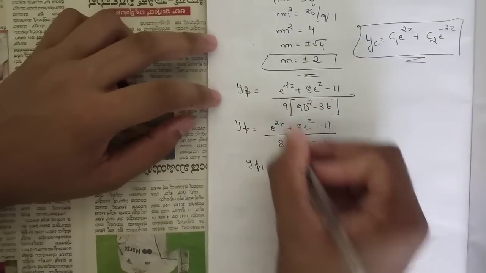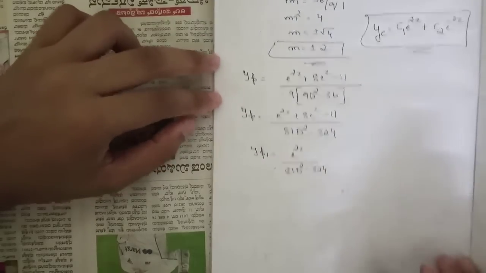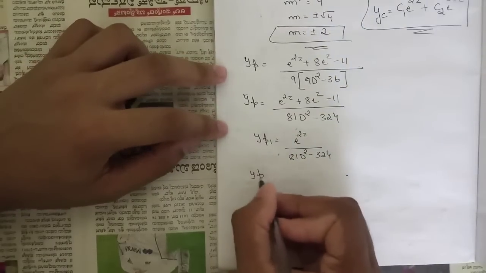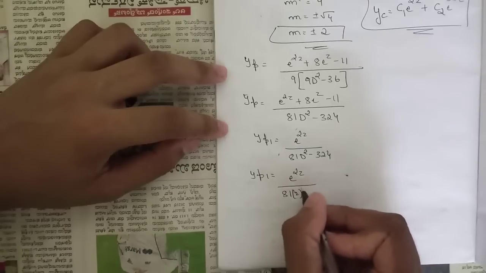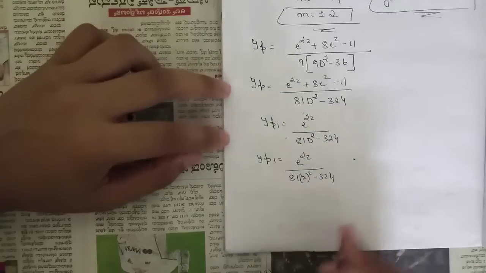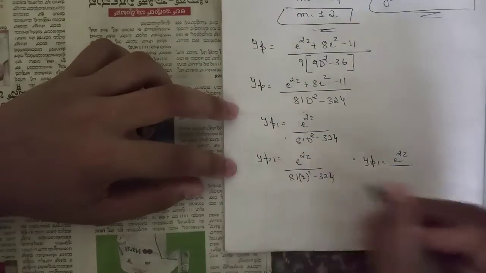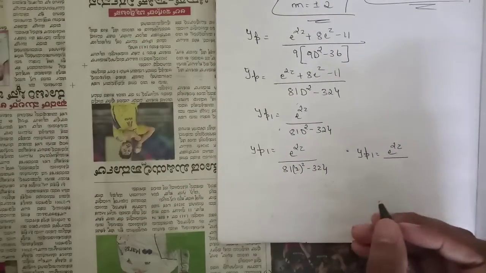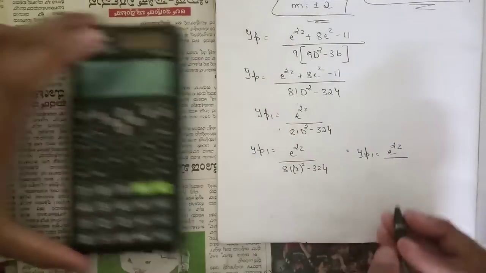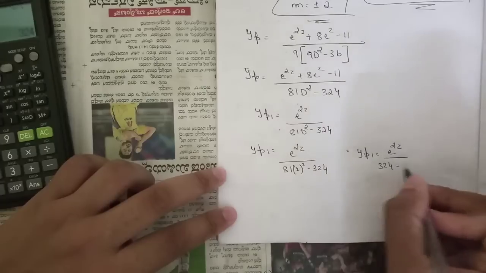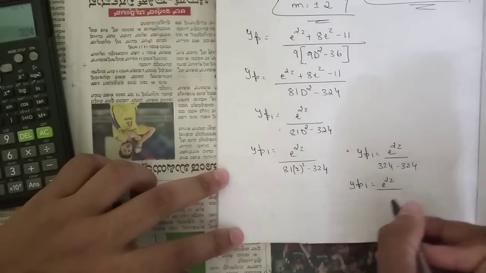So yp1, take the first term e power 2z over 81D square minus 324, right? So here the value of a is 2, so yp1 would be e power 2z divided by 81 into 2 square minus 324. 81 into 4, what would we get? Again we got 324, and we also have another 324. So we get yp1 is equal to e power 2z by 0.